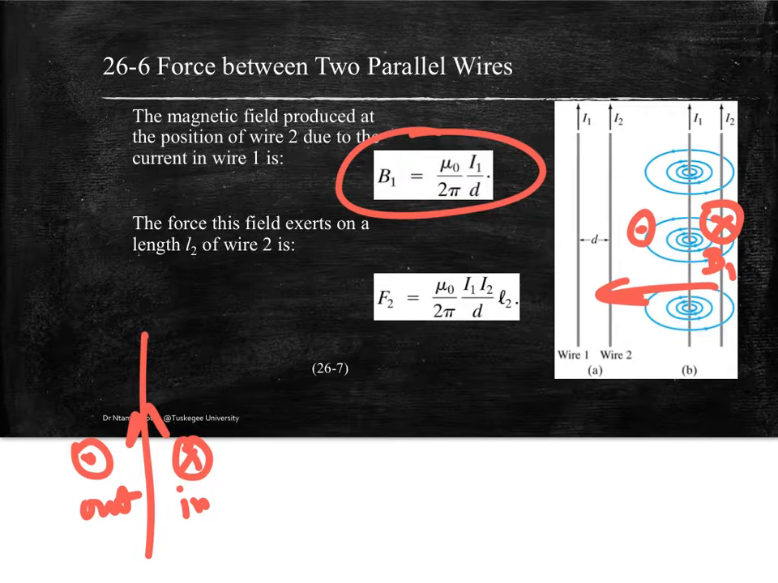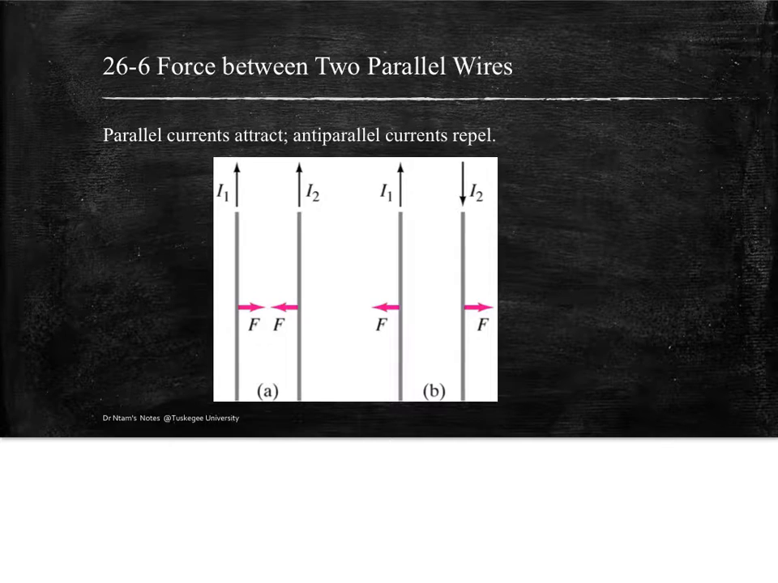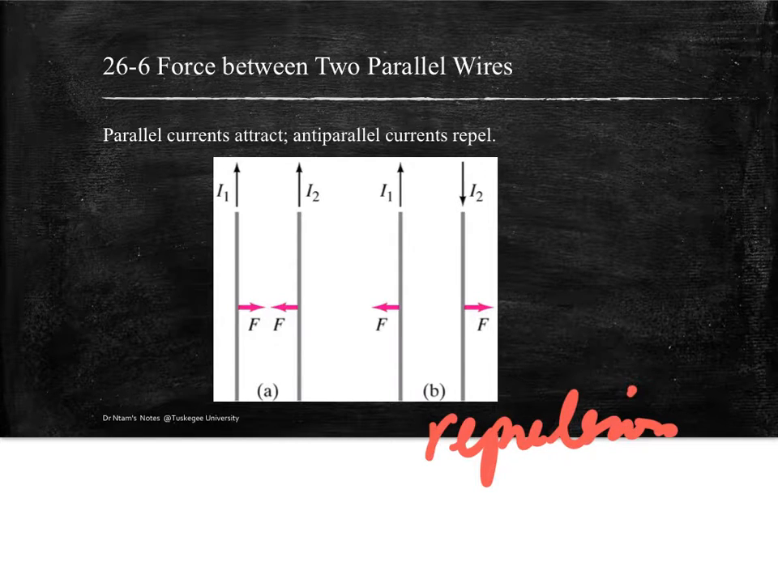So based on that, we conclude that when two currents go in the same direction, there's an attractive force between them, and similarly when two currents go in opposite direction, there is repulsion. So parallel currents attract, anti-parallel currents repel. Like currents attract, unlike currents repel.